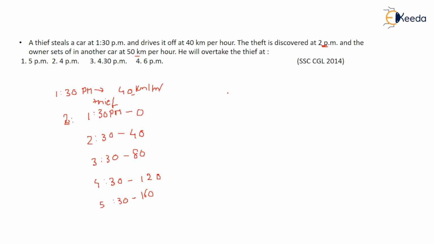Similarly, the owner starts at 2 p.m. So at 2 p.m. he is at 0 kilometers. In 1 hour, how much distance is he covering? He is covering 50 kilometers. That means at 3 p.m. he will be around 50 kilometers. At 4 p.m. he will have covered around 100 kilometers. At 5 p.m. he will be where? 150 kilometers, right? So at 5 p.m. he will be 150 kilometers away.